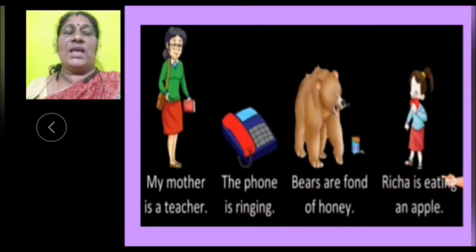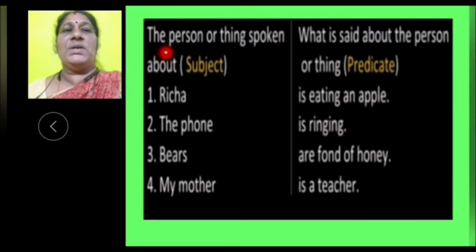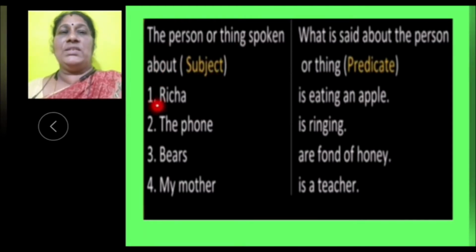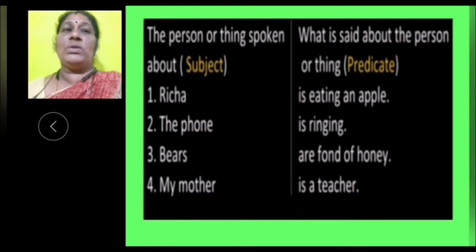Richa is eating an apple. Children, the person or thing spoken about is called a subject. The first sentence, Richa is eating an apple. Who is eating an apple? Richa. So, Richa is the subject here. Is eating an apple is the predicate. What is said about the person or thing is called predicate.